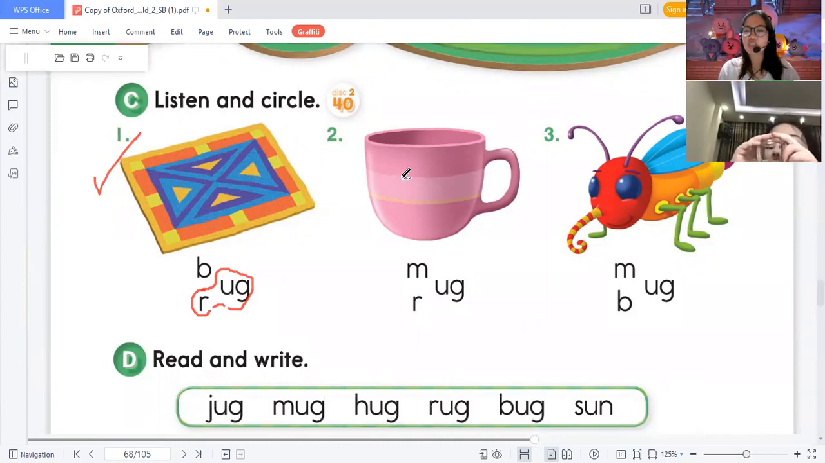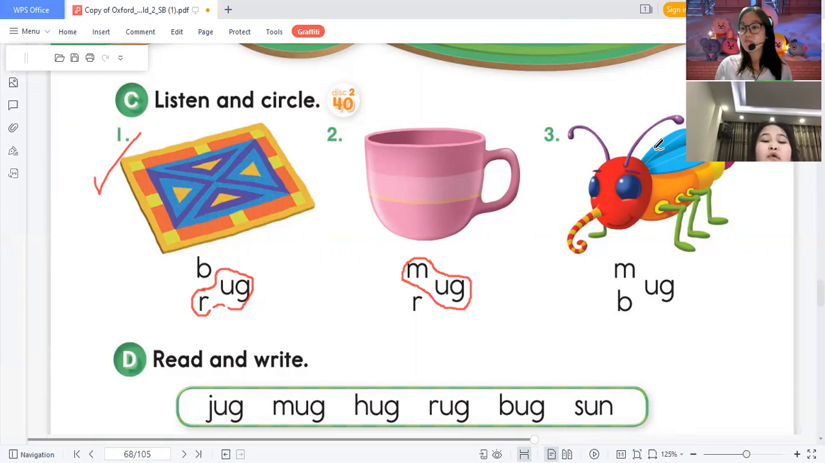Okay, next, number two. What's number two? No coaching. Okay, what's number two? Mug. Okay. Mug. Yes. How do you spell mug? M. Very good. M-U-G. Okay. Next.